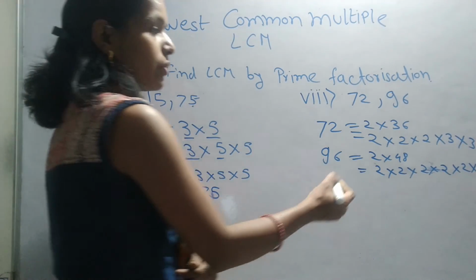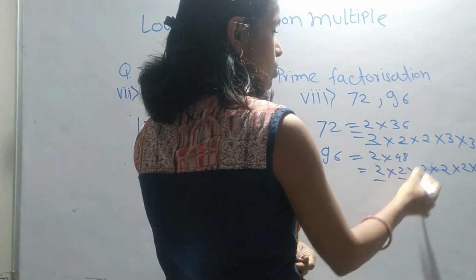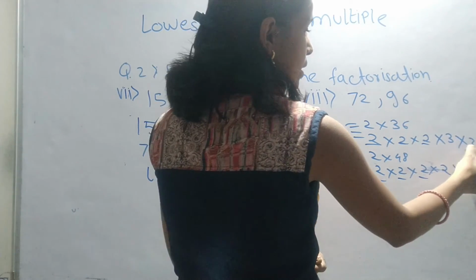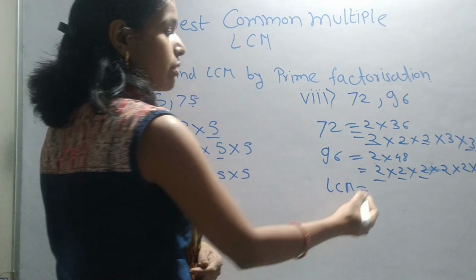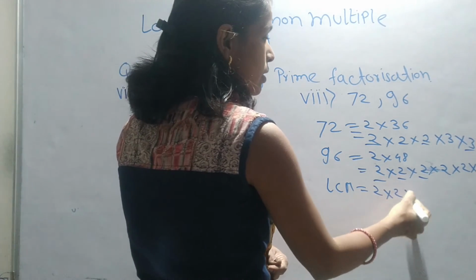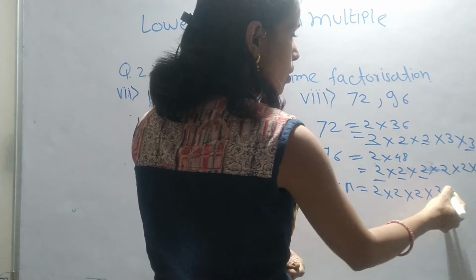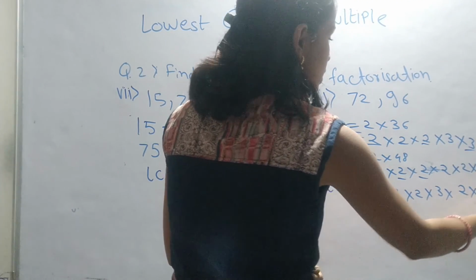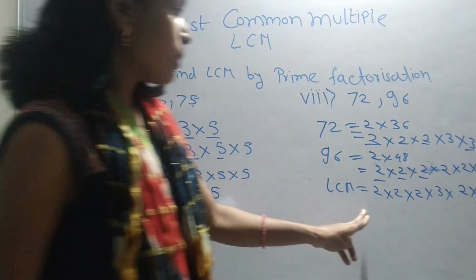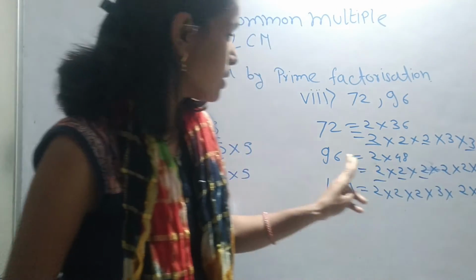Now let's check the common ones. This 2 is common, this 2 is common, this 2 is common, then this 3 and 3 are common. So LCM of 72 and 96 is equal to the common 2s first we will write. These are the common 2s, this is the common 3. Now write down the uncommon factors 2 into 2 into 3. Okay. So if you multiply these numbers, then you will get the answer.